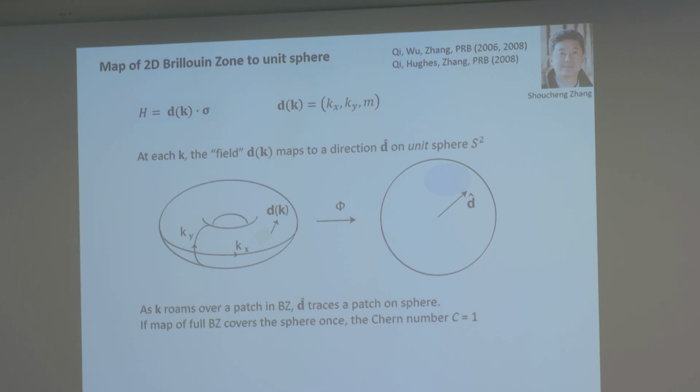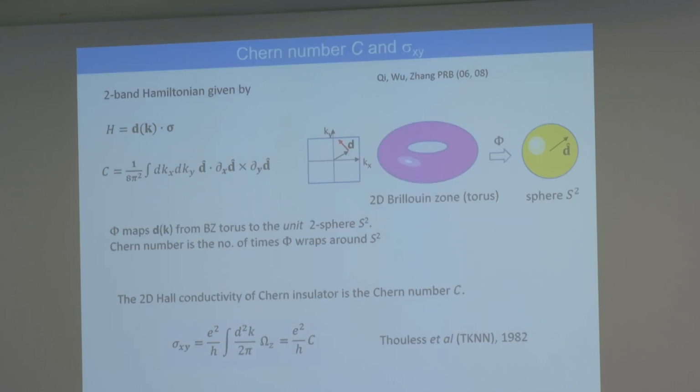But in most materials where the Chern number is 0, the patch will grow, then barely reach the equator, and then magically it will shrink and erase itself. So that's a topologically trivial system. Okay, that's all I want to say.